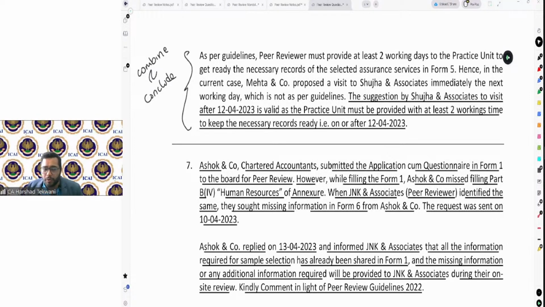So as per you, what should be the correct way? Is Ashok and Company correct that they will share the information on the on-site review? What does the provision say here with respect to the additional information that is required by the peer reviewer?